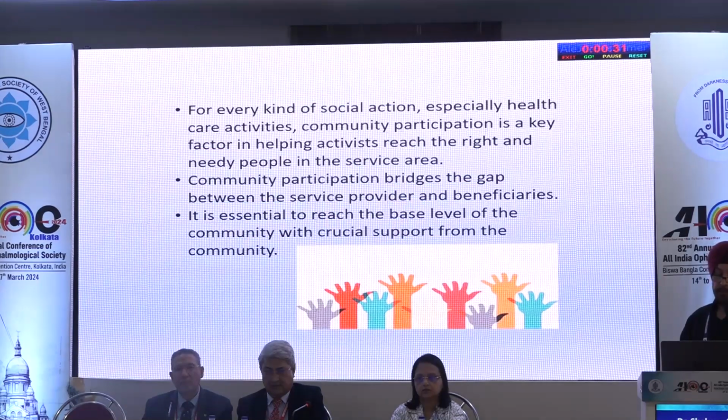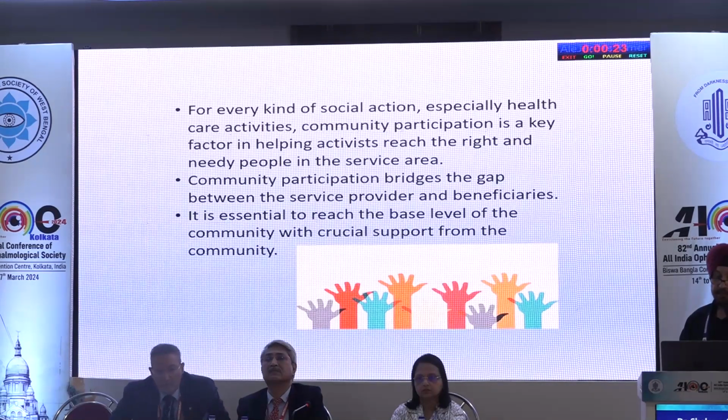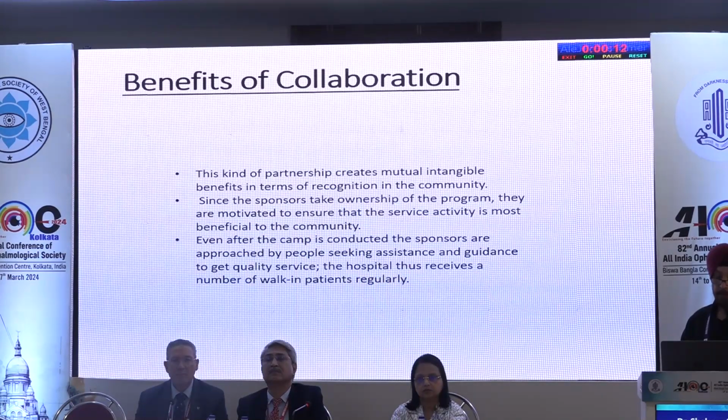For every kind of social action, especially healthcare activities, community participation is a key factor in helping activities reach the right and needy people in the service area. Community participation bridges the gap between the service provider and the beneficiaries. It is essential to reach the base level of the community with crucial support from the community. This kind of partnership creates a mutual bond with the hospital HCRP, and benefits in terms of recognition in the community.